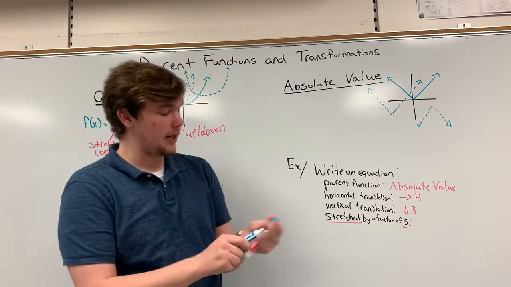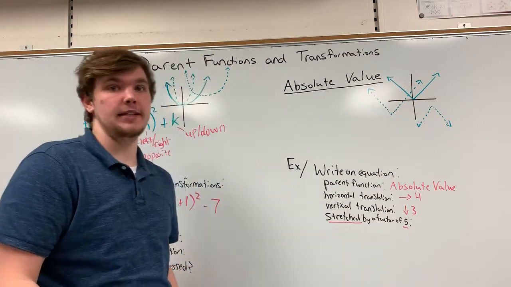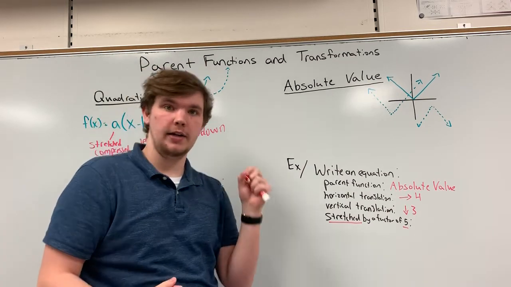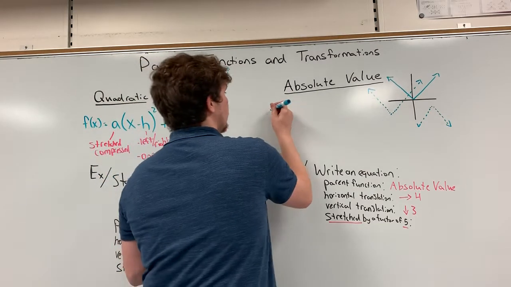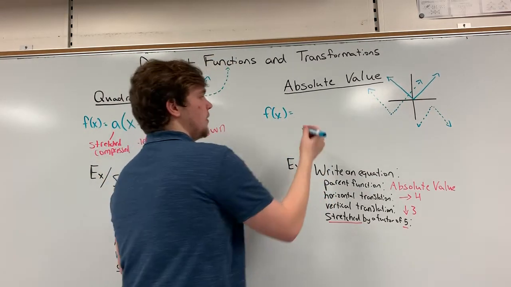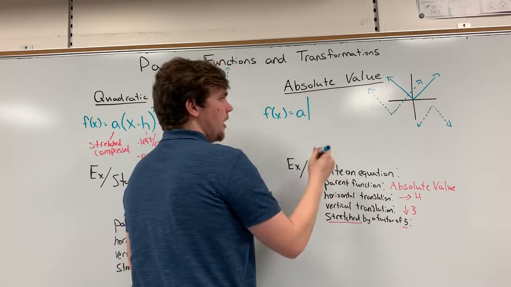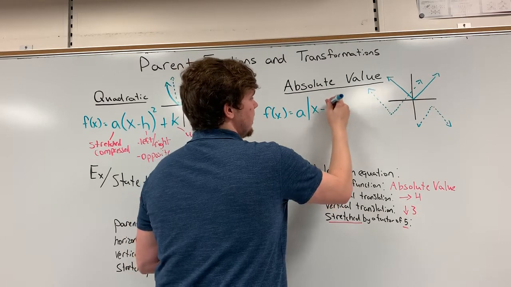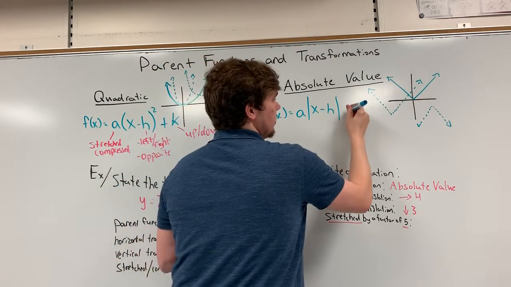Now, the absolute value function, the standard form of it is very, very similar. The only thing is, instead of having the square in there, we have absolute value bars. Okay, so I'm going to start off with f of x, and that will equal a times absolute value of x minus h, and then close the absolute value, and then plus k.